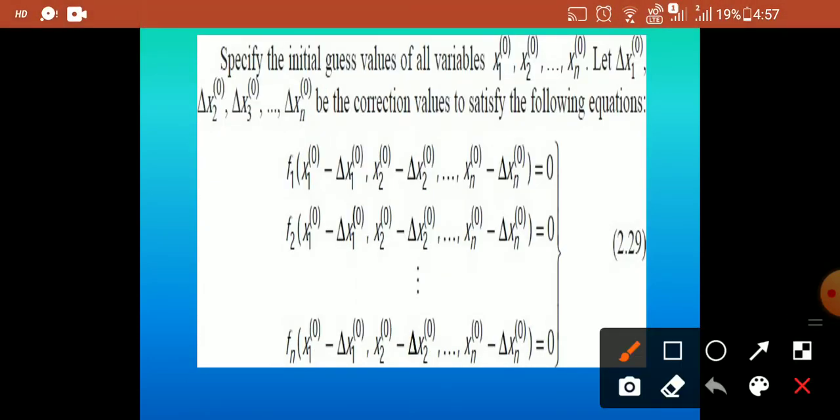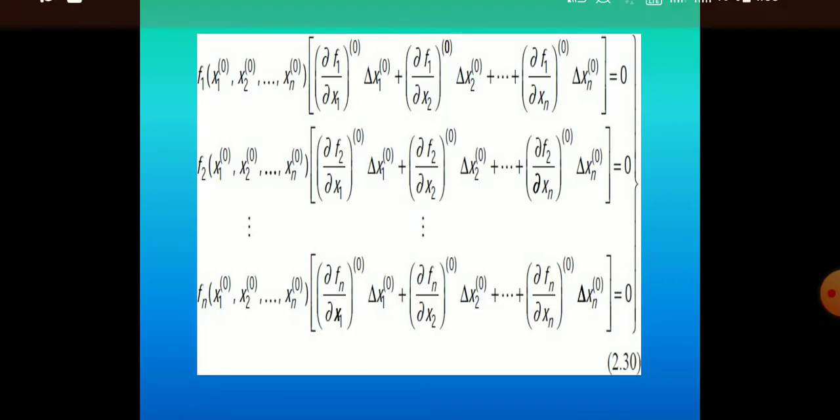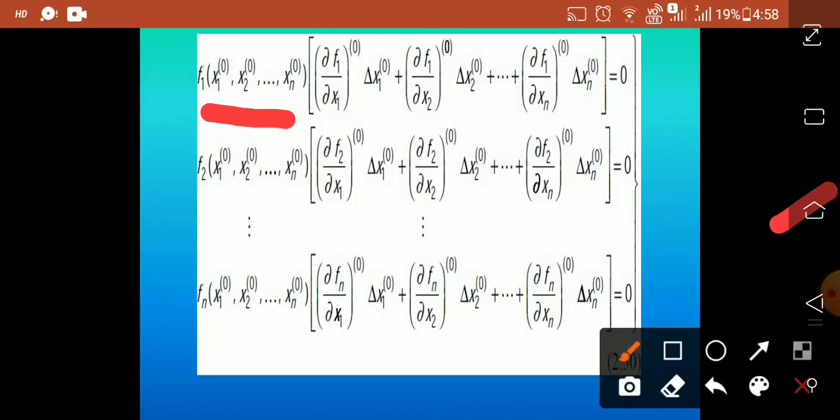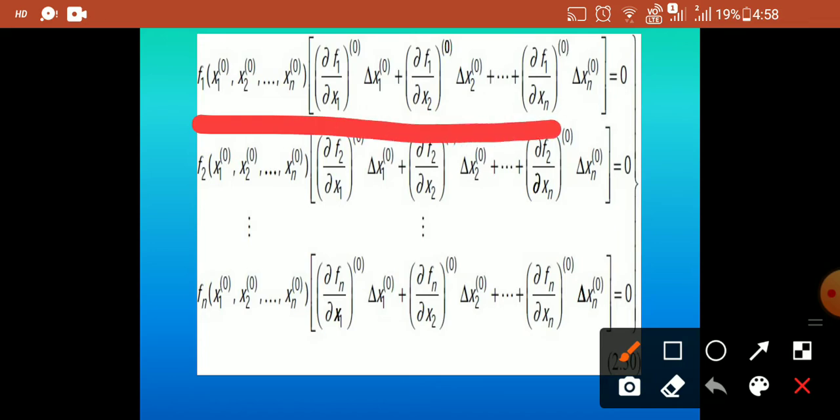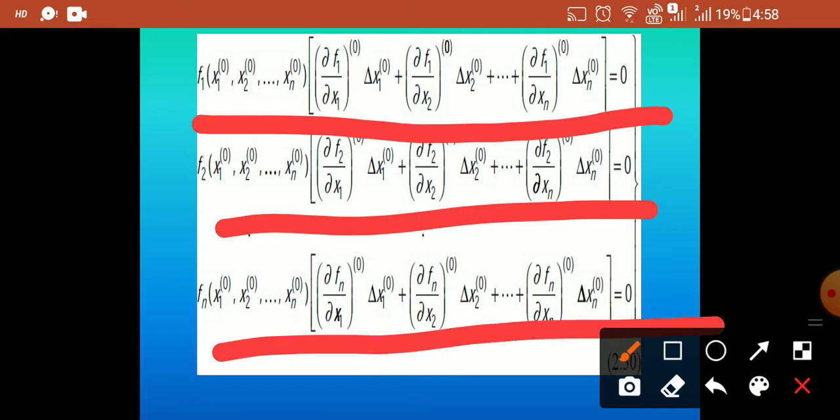To get the solution, the variables vary from x1(0), x2(0) up to xn(0), and then del x1(0), del x2 up to del xn are the corrections. Here f(x1(0) minus del x1(0), up to n) should be equal to 0. This is the generalized function. And here the partial derivatives, dou f by dou x into del x, should be equal to 0. This is the generalized form. This equation is for x1 for the 0th iteration, this is for function 2, and this is for up to function n.